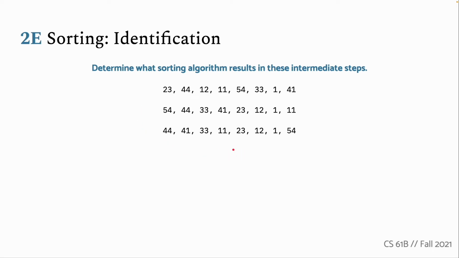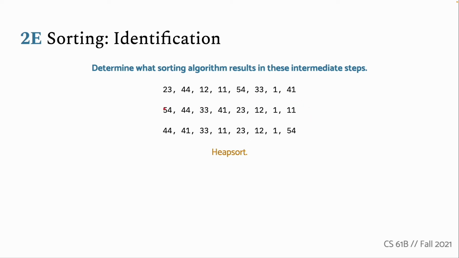Okay, I think this is our last one. Okay, so the answer here is going to be heap sort. So the key indication for a heap sort is the heapification. As you can see here, this is actually a heap right here.